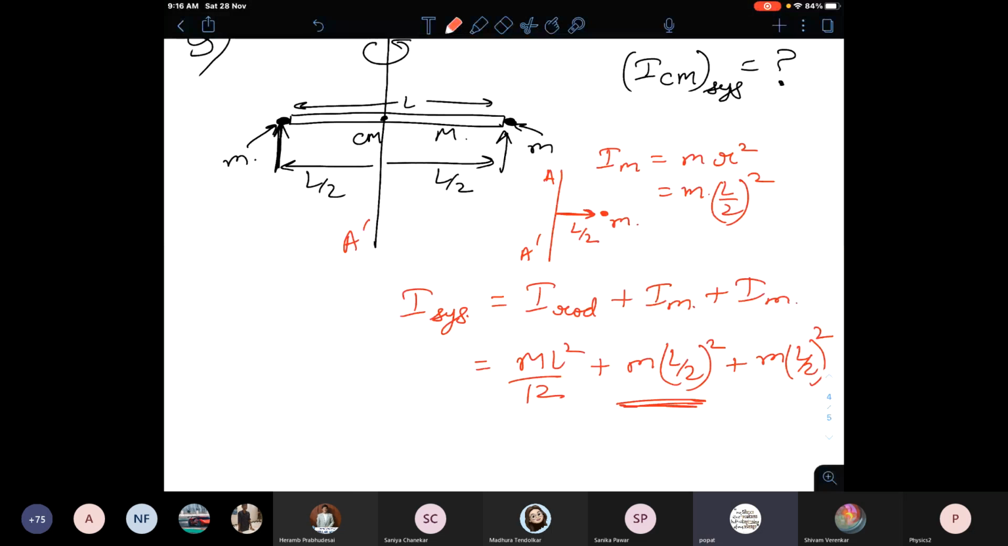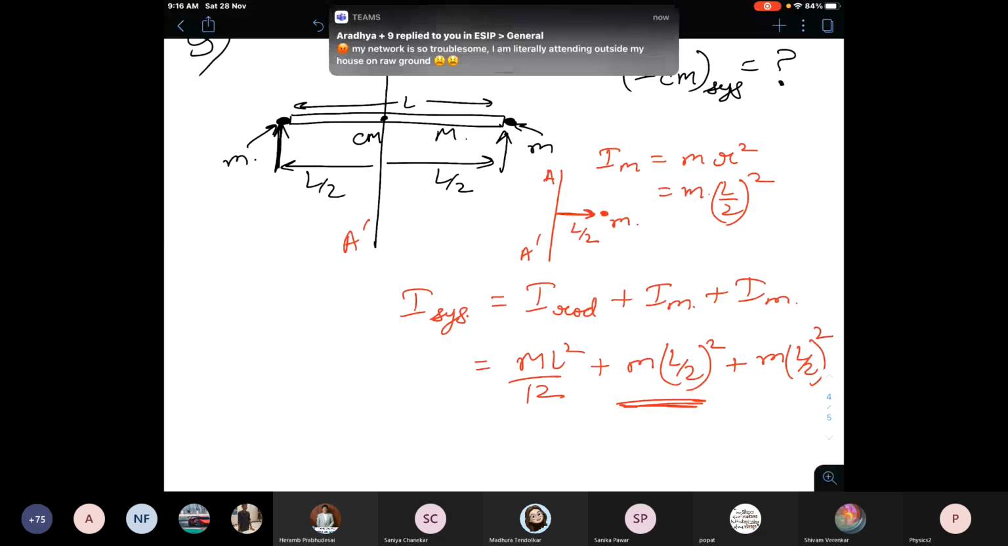Okay, got it, sir. Thank you. Okay. So this is how you can calculate moment of inertia. Okay.